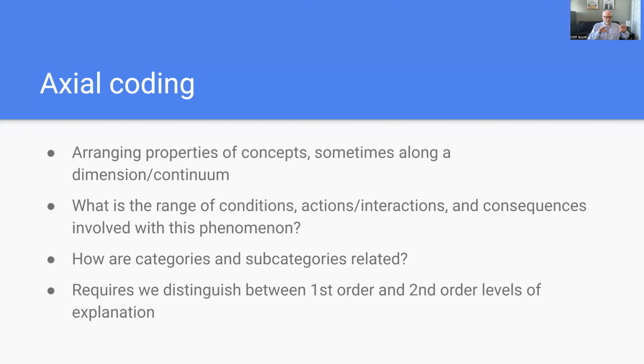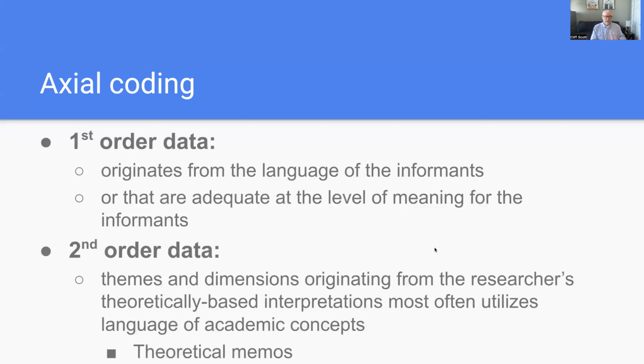So we're not just talking about a bunch of categories that exist at the same level of abstraction. Now we may have first order categories, second order levels of explanation, and so forth. So with first order data, here we're talking about codes that are more like in vivo codes. They originate at the level of the language that the informants are using, the people that you're studying, the people that are talking in the interviews, the people that you're observing, the people that generated these documents.